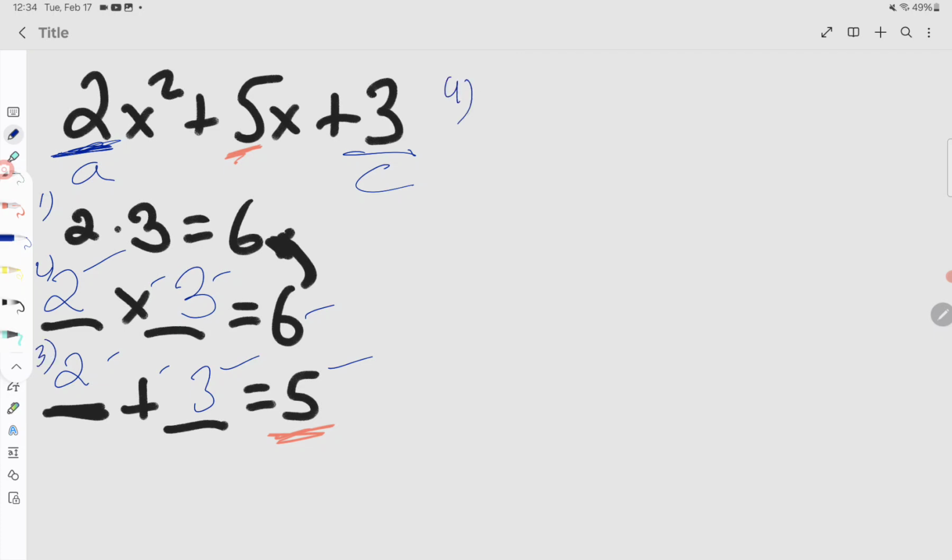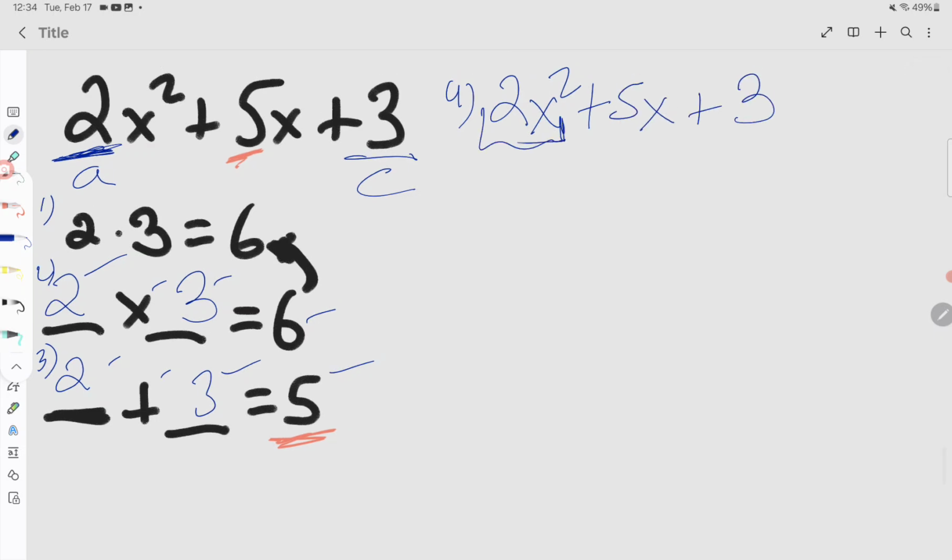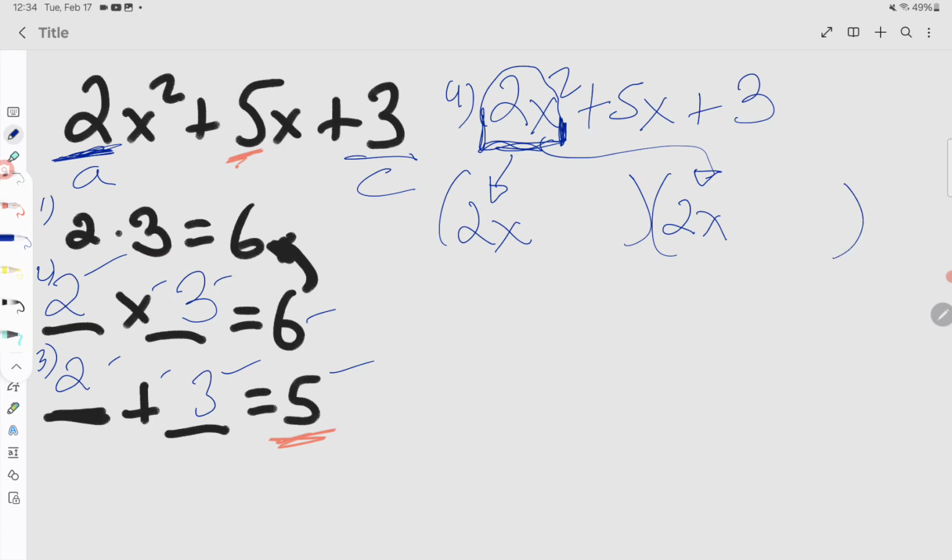Okay, so step 4. I'll copy 2x squared plus 5x plus 3. And then you take 2x only, 2x only without the 2 up there in the exponent, just the 2x. And you make a set of parentheses. You put a copy of it here exactly. Close the parentheses, open parentheses, put a copy of it exactly as 2x, not x or anything else. Close parentheses. Then use the numbers you have found.